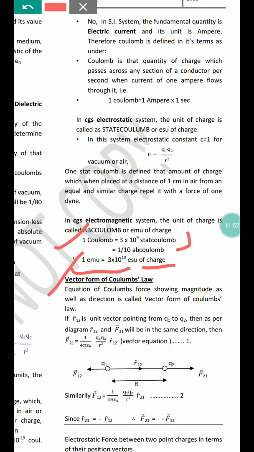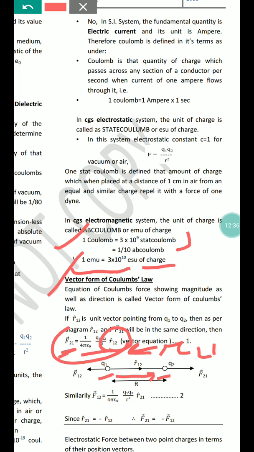Coulomb's law in vector form. In vector form, we have the force F21, that is the force on the second particle due to the first particle, equal to 1 by 4 pi epsilon naught Q1 Q2 over r squared into R12 cap. That is the direction from the first particle to the second particle. Here we have the two charges Q1 and Q2, and as we move from Q1 to Q2, the direction is R12, and when moving from Q2 to Q1, it is R21 cap.